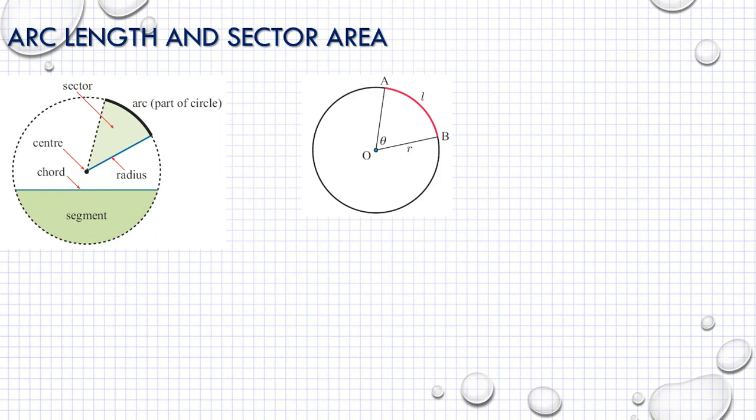I will be discussing in this video arc length and sector area. As you can see here, the figure that I pasted here specifies what a sector is. A sector is formed when you divide a circle into different pieces, between two radii. Then we have a sector, and the area that is formed is called a sector, and the length from the first radius to the second radius is called the arc.